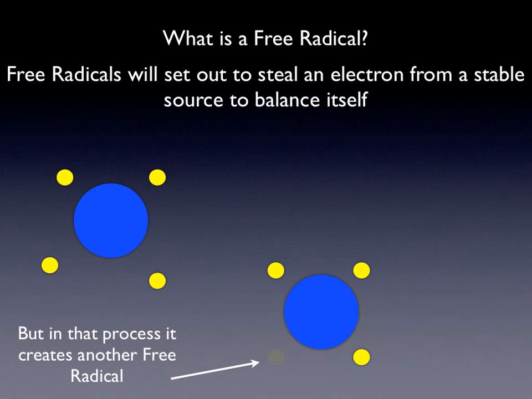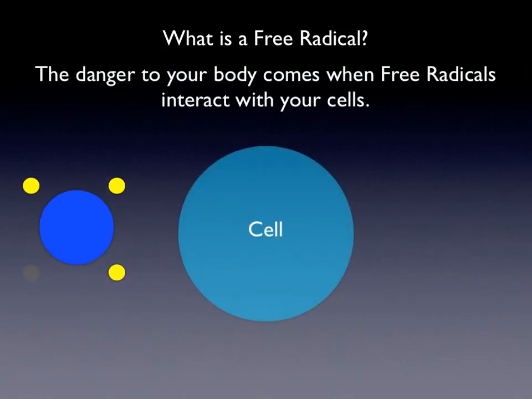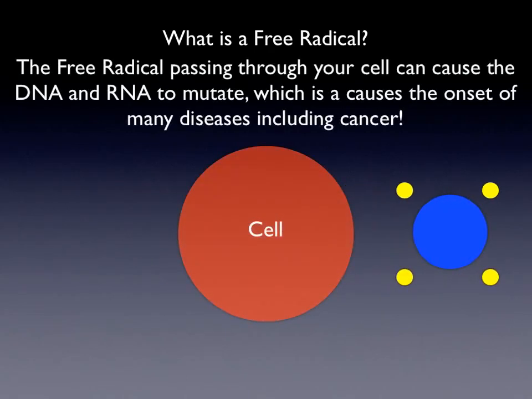But in this process, we get a chain reaction and a vicious cycle where the free radical is seeking to find this electron to stabilize itself, but it's causing the source that was stable to be unstable now. So now that has become a free radical and it will set itself out to cause the same thing that just happened to it. This becomes very problematic to our body when the free radicals interact with our cells. It'll pass through, stabilize itself, but in that process will denature or mutate the DNA or RNA, which is the cause of the onset of many diseases up to and including cancer.